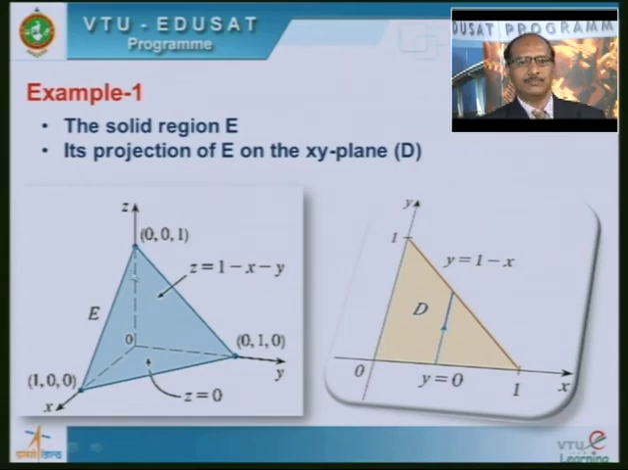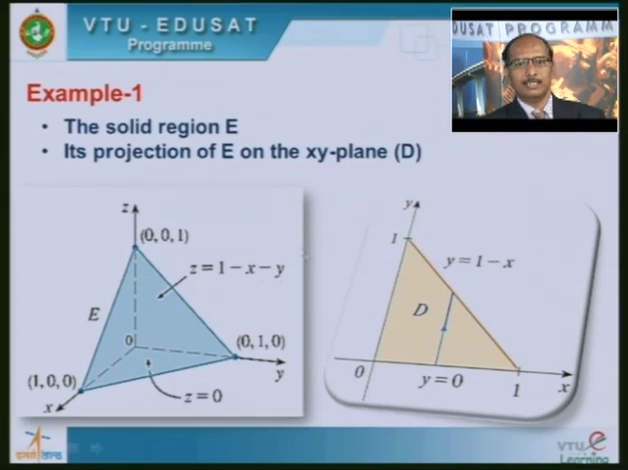In the type 1 region, z limits are functions of x, y. You can see I can take z equal to 0 as the lower boundary of that solid, the lower surface, and z is equal to 1 minus x minus y. It is the equation x plus y plus z is equal to 1, so I can write z is equal to 1 minus x minus y. So, these are the z limits. The solid E is bounded by the lower surface z equal to 0 and the upper surface z is equal to this plane.